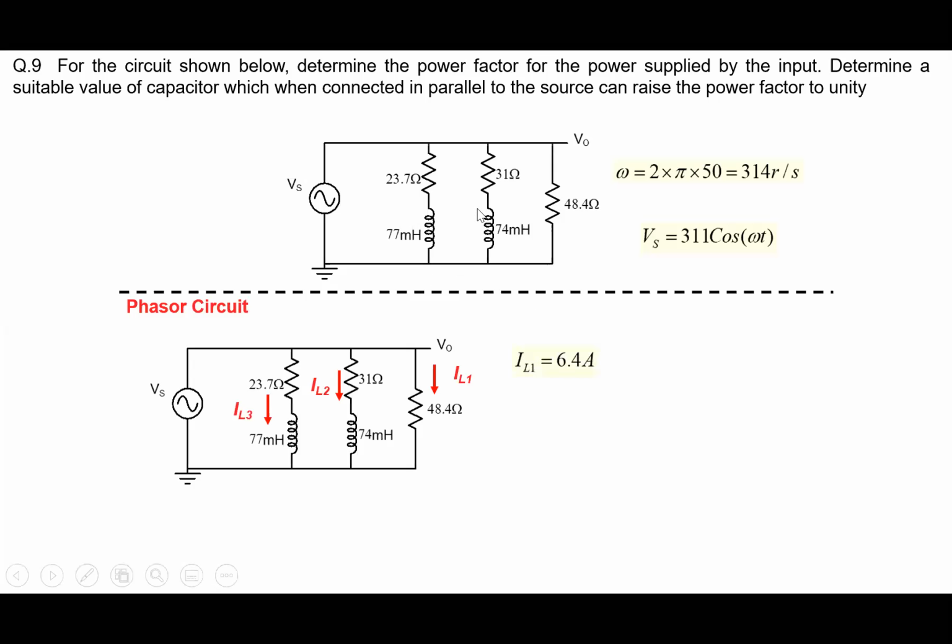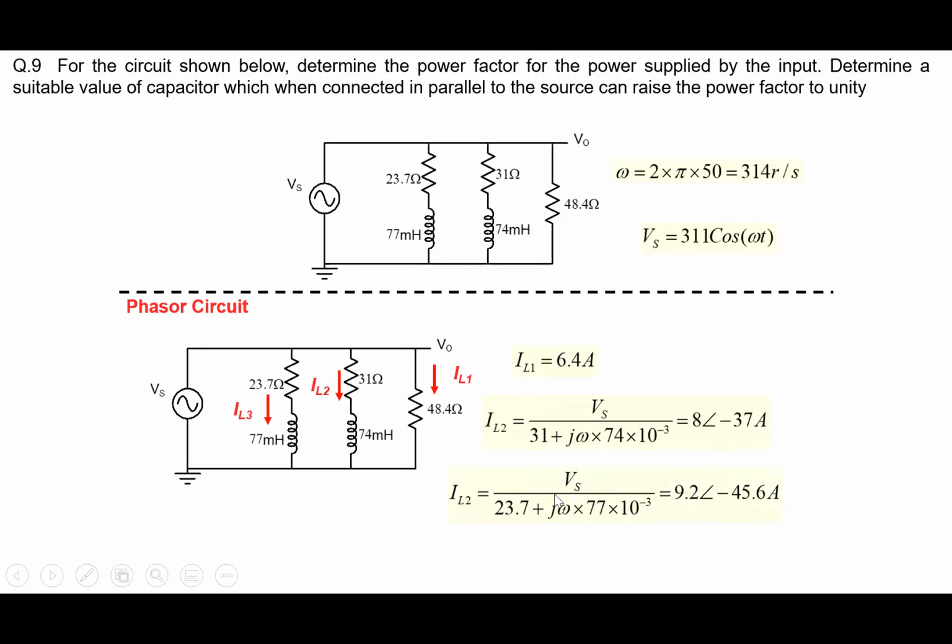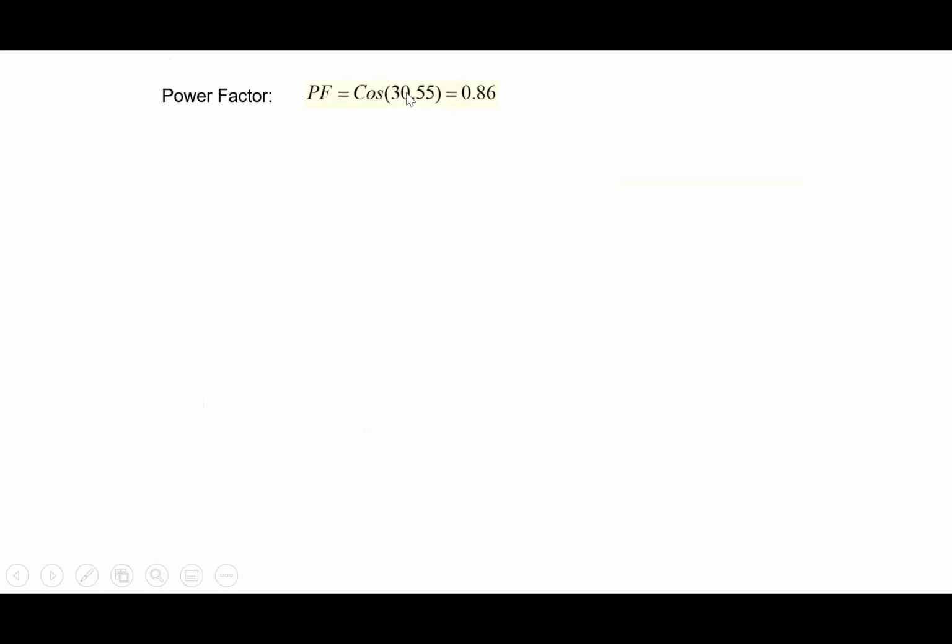So basically, let's look at the current that is flowing in each one of those branches. IL1, IL2, IL3 here. IL1 is straightforward. IL2 will require a little bit more calculation. Anyway, so 8 angle this and IL2 is here. Let's sum up all the currents. And the final answer is 22.38 minus 30.55. And so power factor, the angle between the voltage and the current, is 30.55 here. And cos of 30.55 is 0.86.